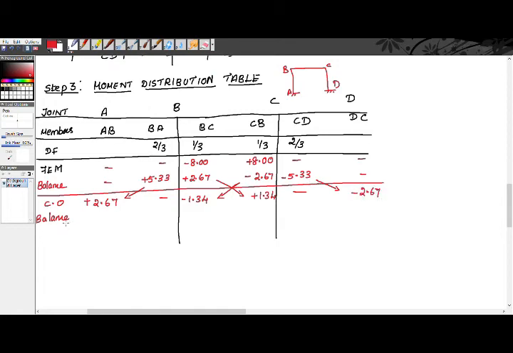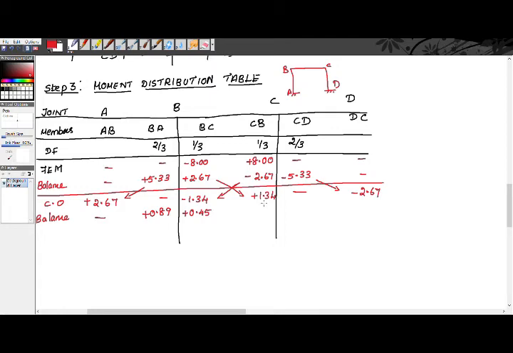Now we will go for balancing. So balancing, here it is fixed support, so nothing to balance. Here minus 1.34 multiplied by 2 by 3, we get minus 0.89. So balancing, it is plus 0.89. Now minus 1.34 multiplied by 1 by 3, we get minus 0.45. So balancing, it is plus 0.45.